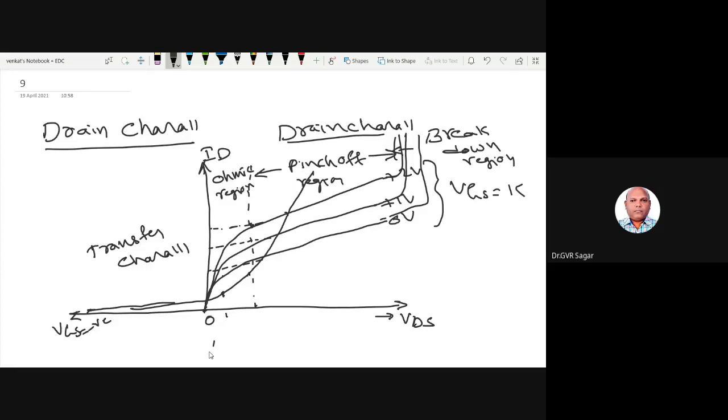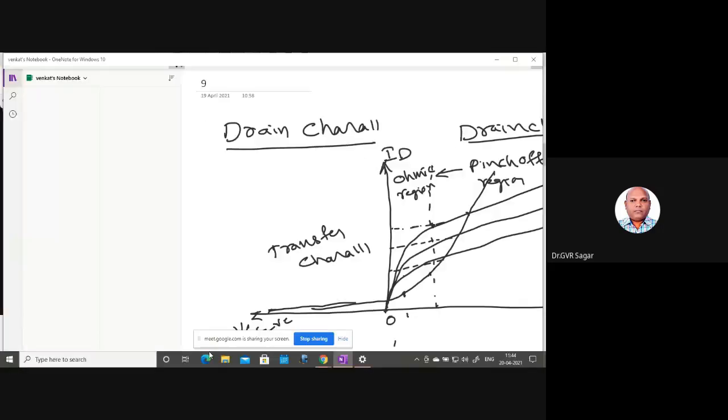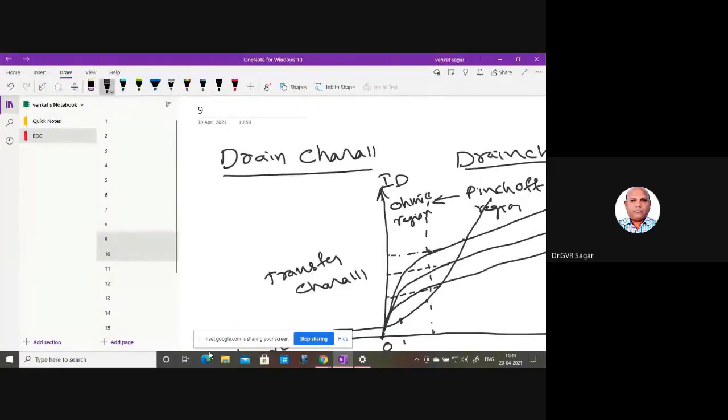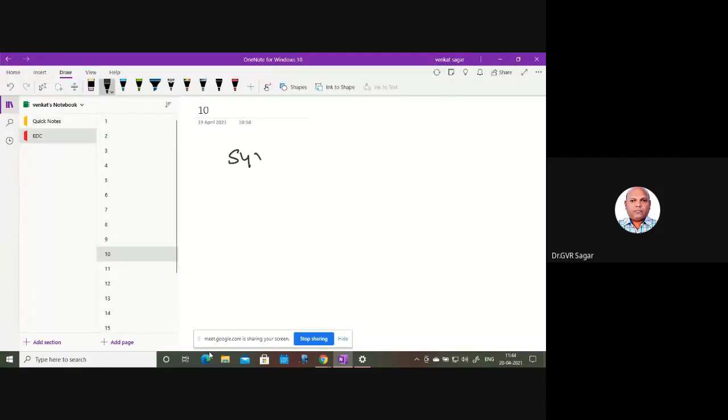And the symbol for this one is in the symbol. And the symbol for EMOS.